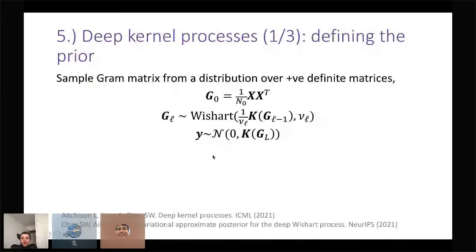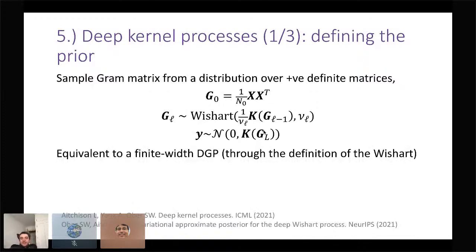And then, because we're in a probabilistic setting, we would take the output or the targets to be distributed according to a Gaussian or a Gaussian process with a kernel, which is then that kernel function applied to that last layer Gram matrix.